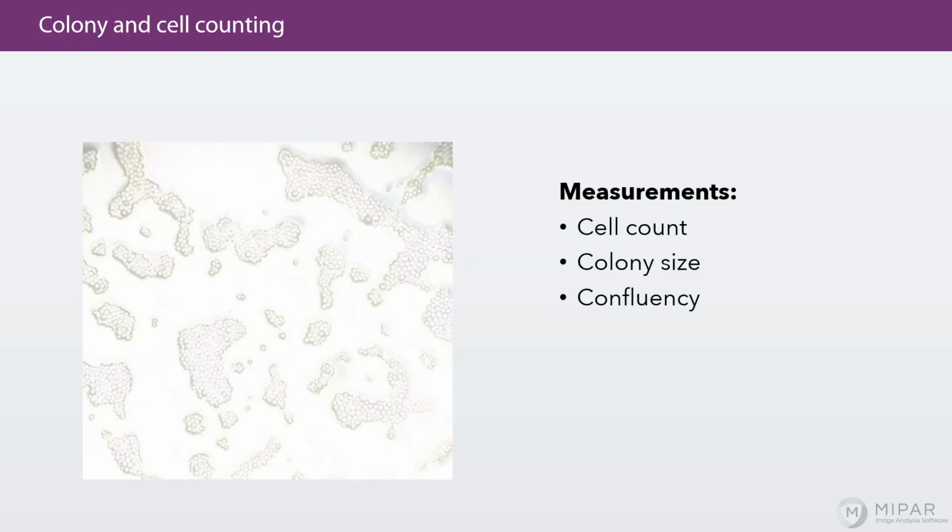And here we have more cells. These ones are aggregated into colonies. So you have the individual cells here and the large colonies. The measurements that we want to get are an absolute count of the number of cells. We also want to get the colony size, the size of the individual colonies of cells, and then the percent confluency, how much of the image is occupied by colony.